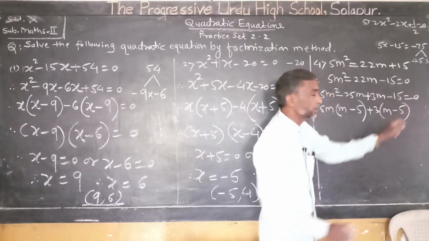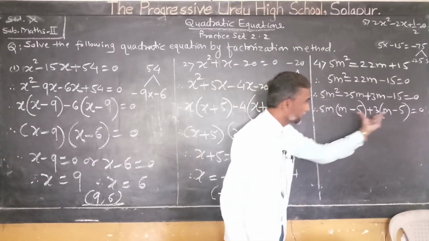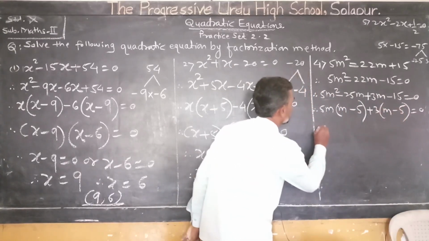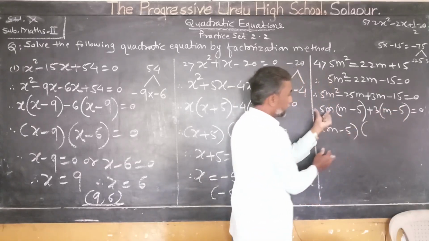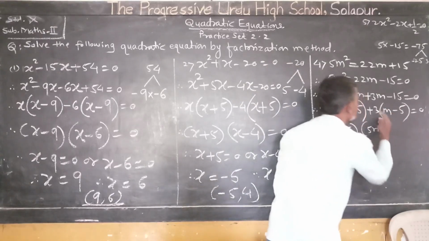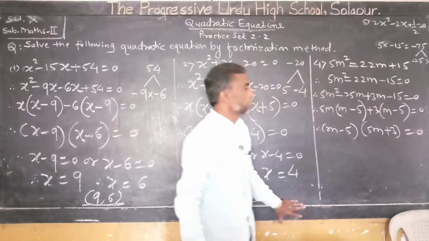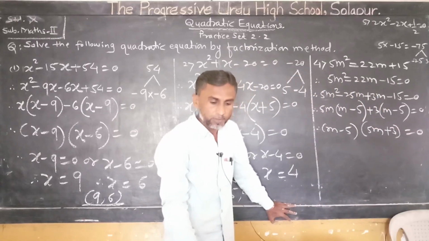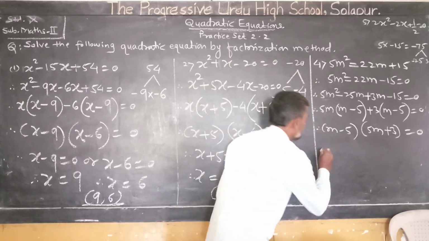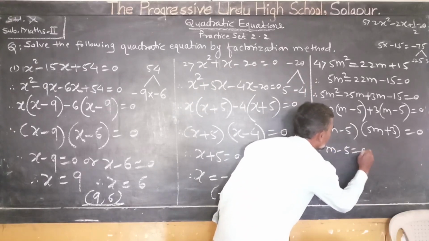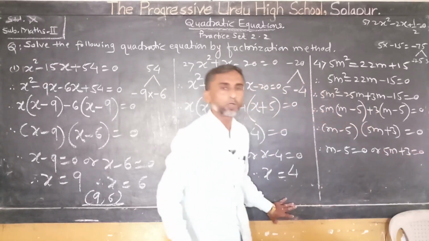Is equal to 0. Now, again, if you observe, we can take m minus 5 common. Therefore, m minus 5 we have taken common. Here 5m will remain. Here plus 3 will remain. Plus 3 is equal to 0. In this way, linear factors are formed. Now, equate each one to 0. Therefore, m minus 5 equal to 0 or 5m plus 3 is equal to 0.